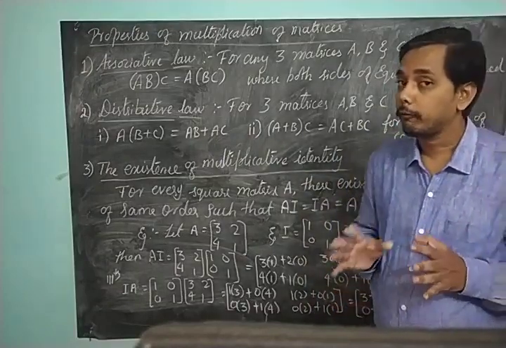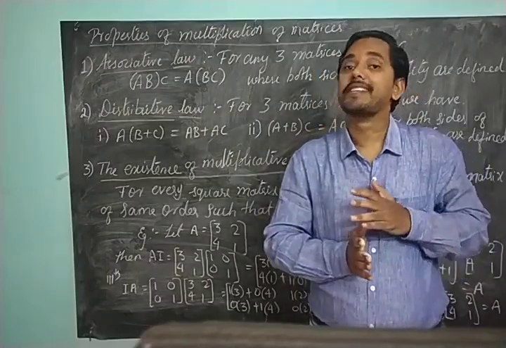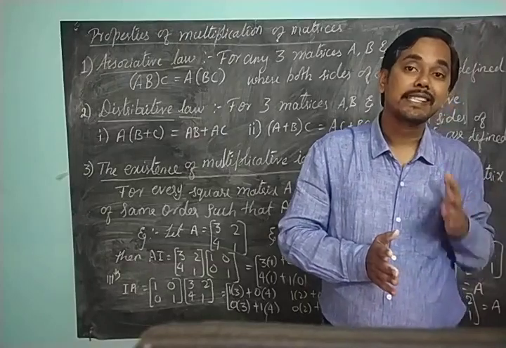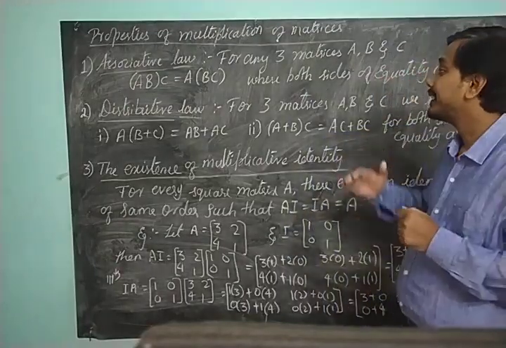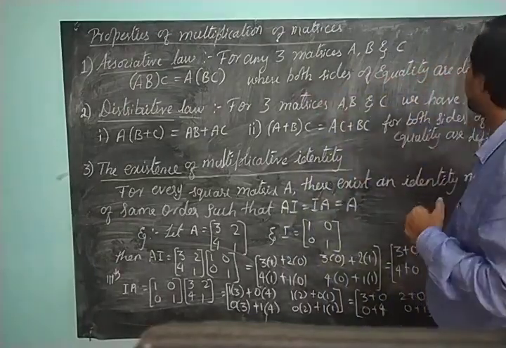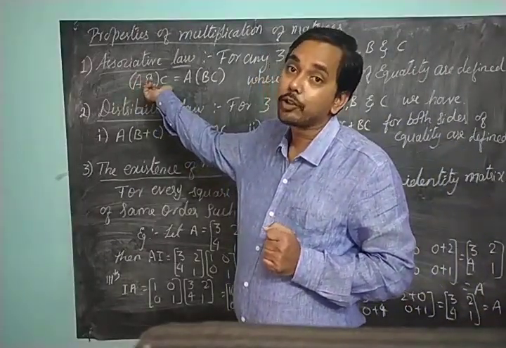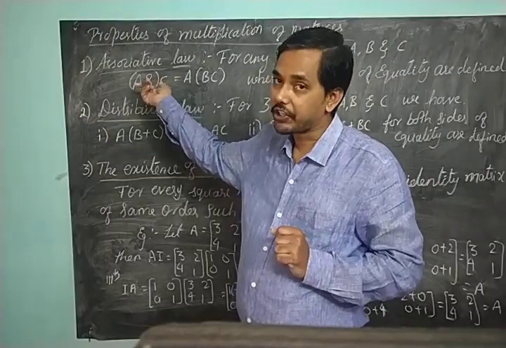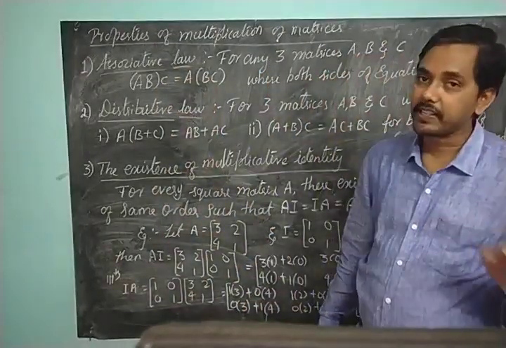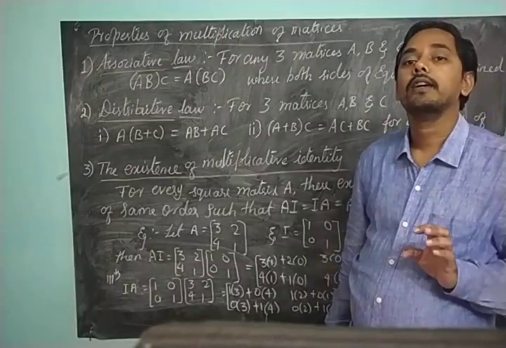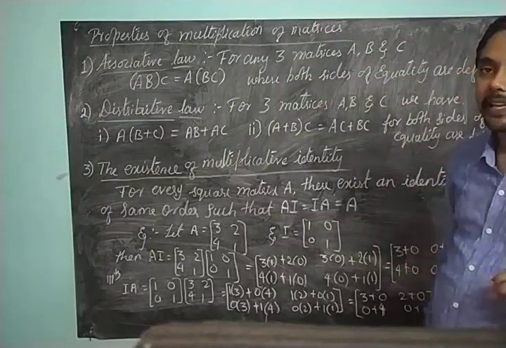Right? What is the rule for order of the matrices for multiplication? Number of columns of first matrix should be equal to number of rows of second matrix. That is the meaning of this sentence. Both sides of equality are defined. That means here also the matrices should be defined in such a way that they should be eligible for multiplication. They follow the rules of multiplication. Right? That is the meaning of this, both sides of equality are defined.